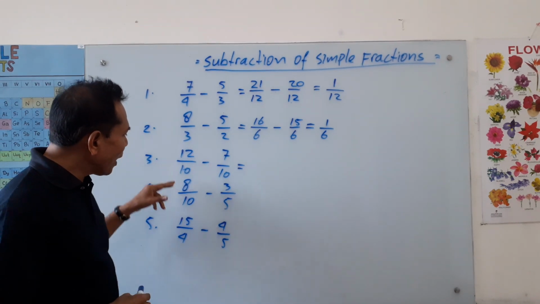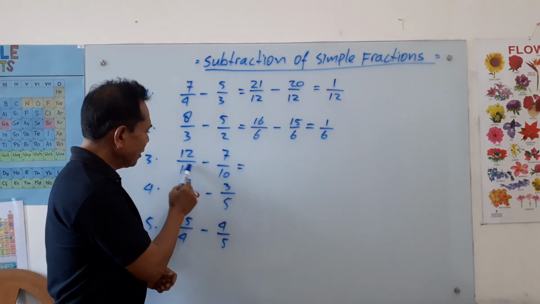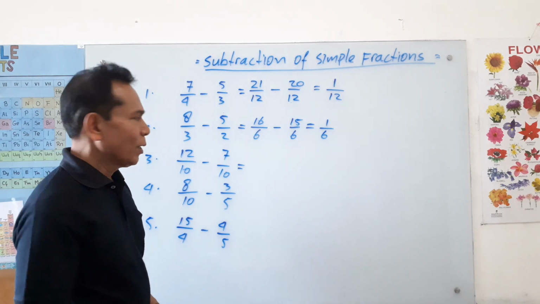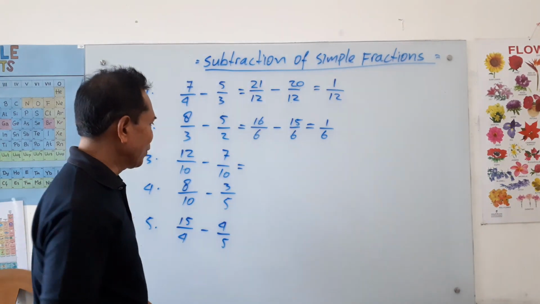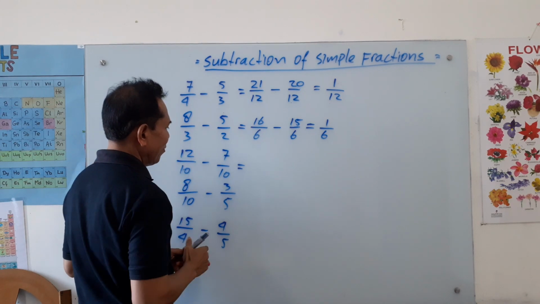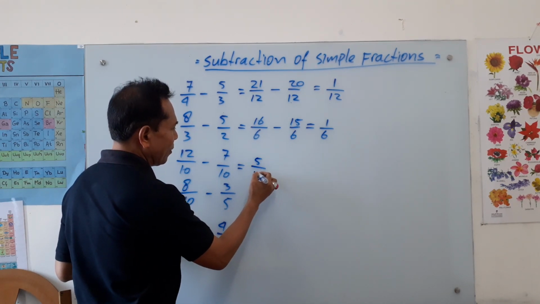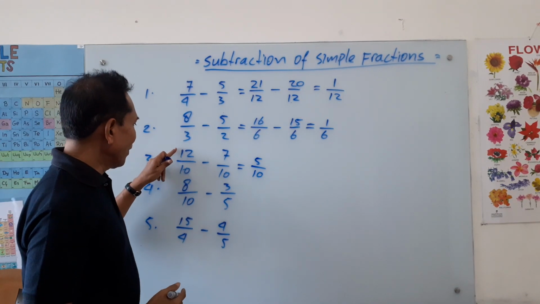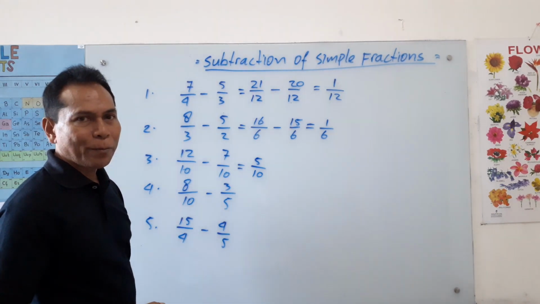Now, in here, our denominators are the same, for both sides. This one here, 10, this one here also 10. Because denominators are the same, we don't need to make them the same. We just subtract them straight away. So 12 minus 7 is 5. 5 over 10. Okay? So 12 over 10 minus 7 over 10 is 5 over 10.